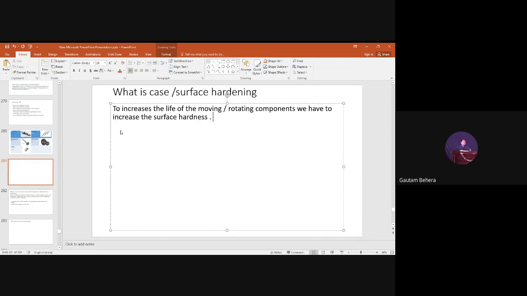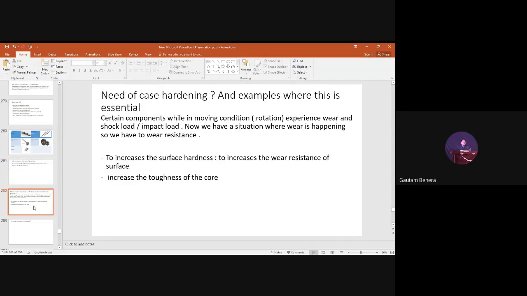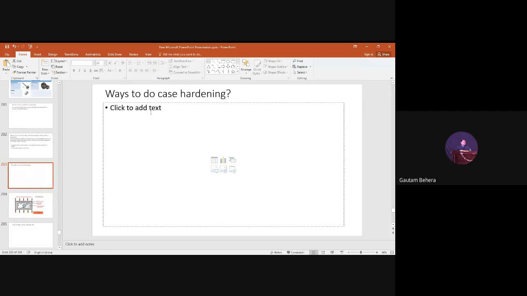And that term is called case hardening or surface hardening. Then, ways to do case hardening. So what are the different ways? Up to this, you have understood that we have to harden only the surface. We are not talking about the core. Core will remain as such. So how to harden the surface? We can harden the surface by two means.